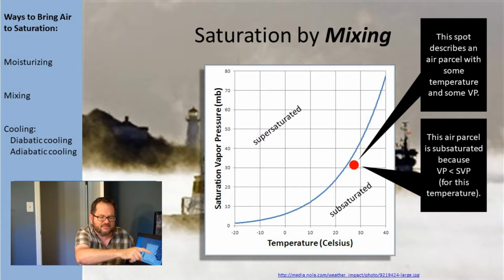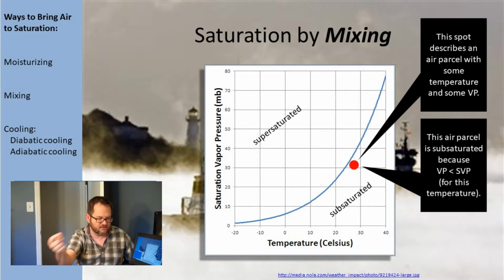Remember, the curve itself shows how much vapor pressure the air parcel would have to have in order to be saturated. So if we were going to use this curve like we did before, we would go from this temperature all the way up to the curve, and that would tell us the vapor pressure the air parcel would have if it were saturated. But we're below that. We have less water vapor than that. Vapor pressure divided by saturation vapor pressure will give a number less than 100%.